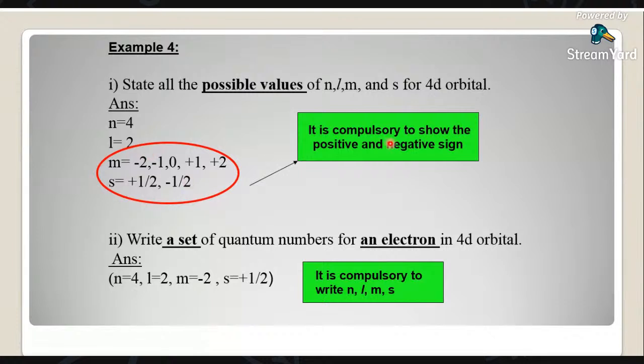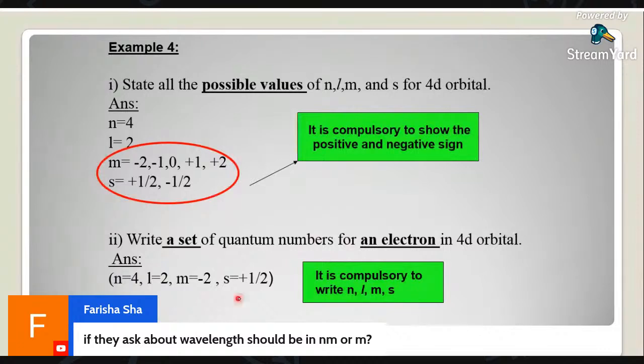Then the next question: write a set of quantum numbers for an electron. A set of quantum numbers is n, l, m, and s, and a set of quantum numbers is just like our IC number. One IC number is unique to only one person. We don't share IC numbers. The same goes for electrons. One set of quantum numbers indicates one electron only.